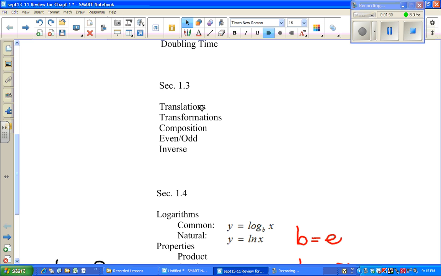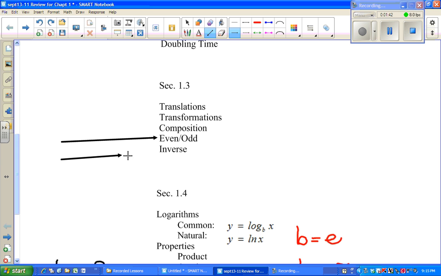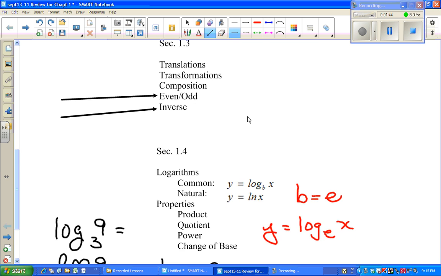Section 1.3 was about translations, transformations, composite functions, and even and odd, and inverses. Again, perhaps the most important item in here is even and odd. That will come up very frequently, and inverses.